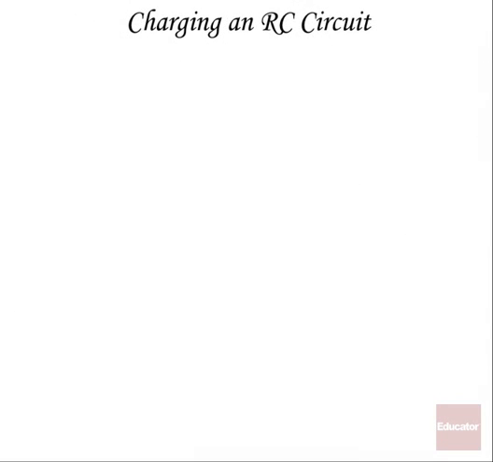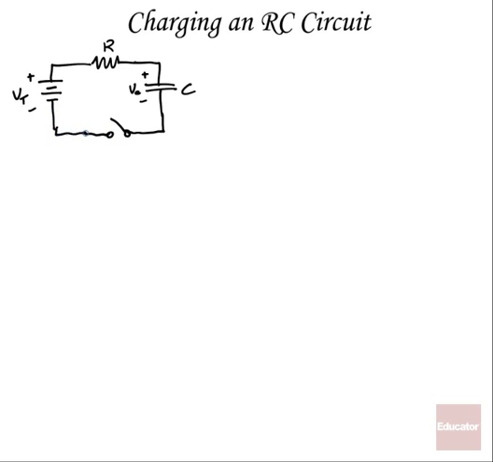So, charging an RC circuit. Let's first draw an RC circuit where we'll start off with a battery with some terminal voltage, VT. We'll put a resistor here, R. We'll add a capacitor to our circuit, capacitor C, plus minus, the potential difference across it, VC. And we'll add a switch here. So here's our switch, and at time t equals 0, we're going to close the switch.